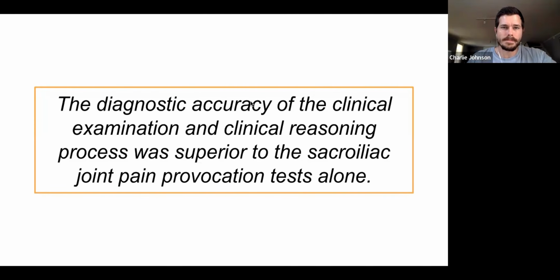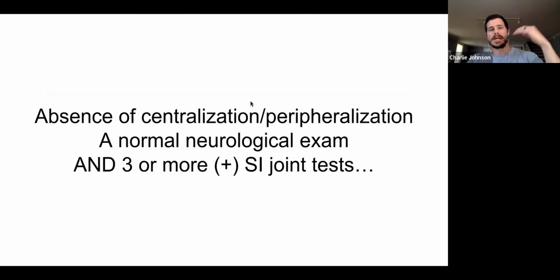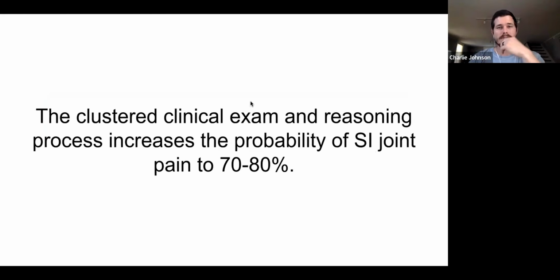of your symptoms, okay? So if you put together the absence of centralization or peripheralization, which essentially rules out disc, a normal neurological exam, which rules out nerve, and 3 or more positive SI joint tests, you can be clustered together highly certain, with a 70 to 80%, 78 is what the research suggests, percent probability you have an SI joint issue. How cool is that?